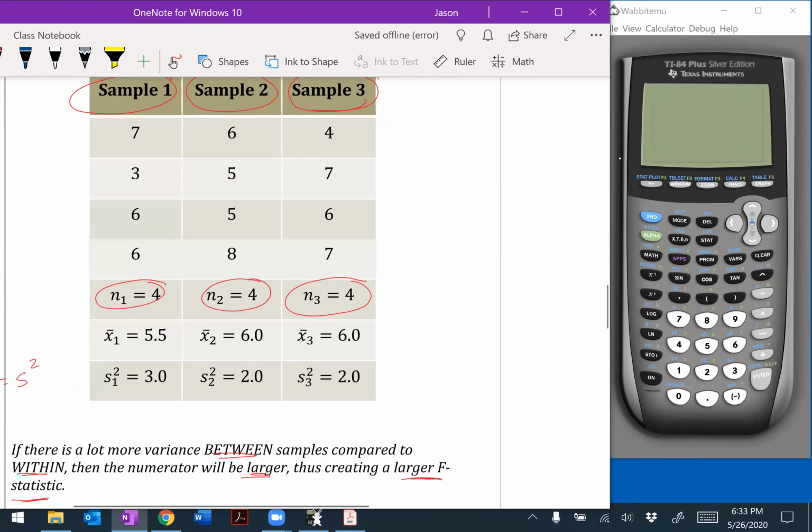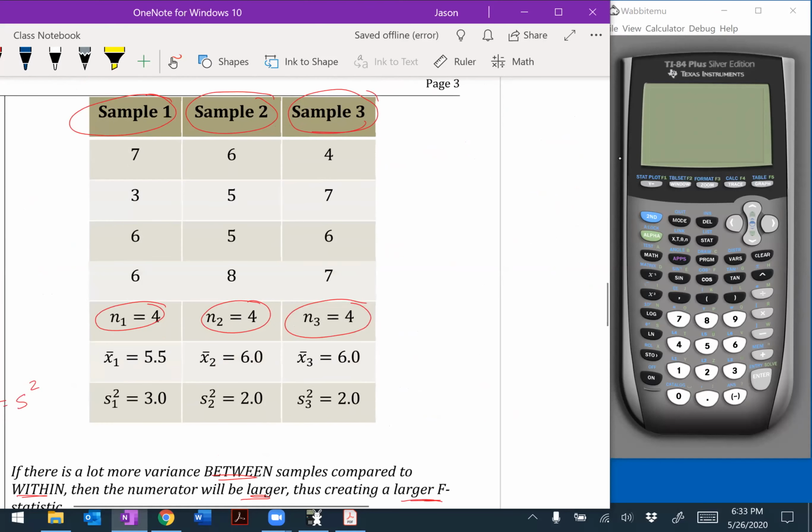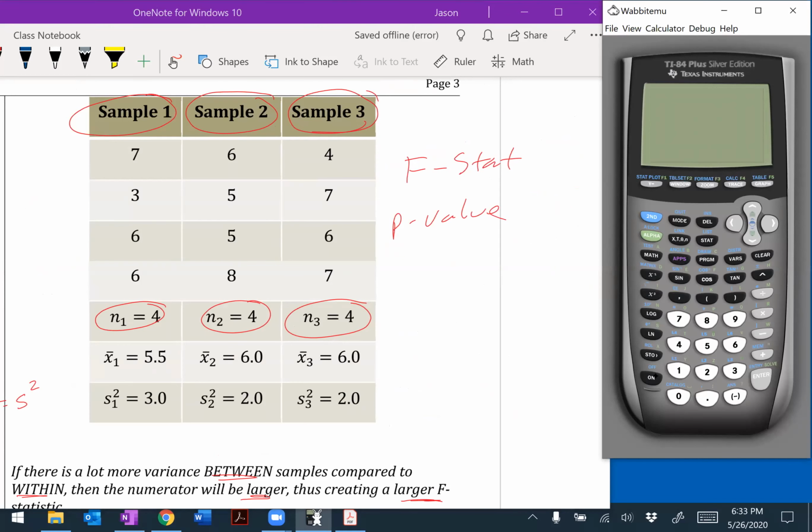Okay, so let's go back to our example. 7, 6, 4, 3, 5, 7, 6, 5. What we really want to do with these numbers here is get an F statistic and a p-value. That's what I'd like to do. I'm going to use StatCrunch and the calculator to do this. Which one would you like to do first, StatCrunch or the calculator? I'll give you the choice here. StatCrunch or calculator to calculate the F stat and the p-value. Let's do StatCrunch.